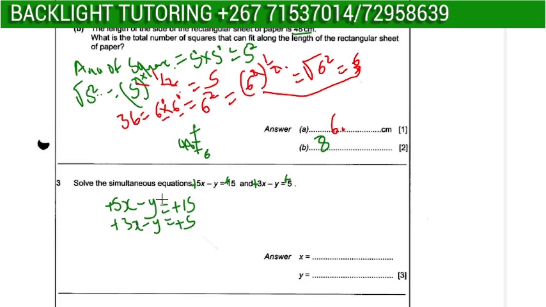Since y and y are equal, we are going to eliminate them, but we are controlled by the sign. We have minus and minus.